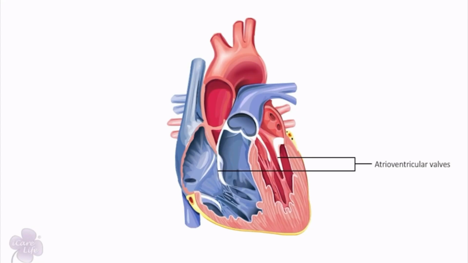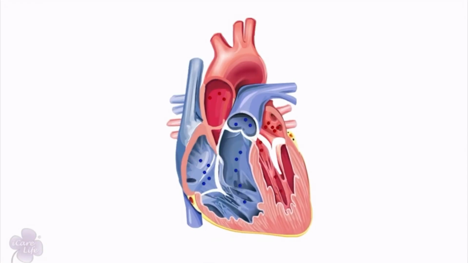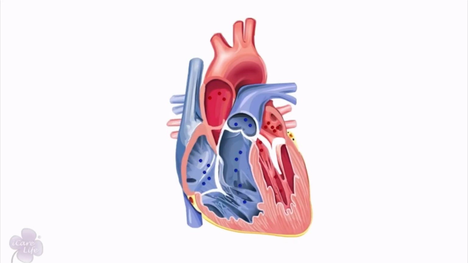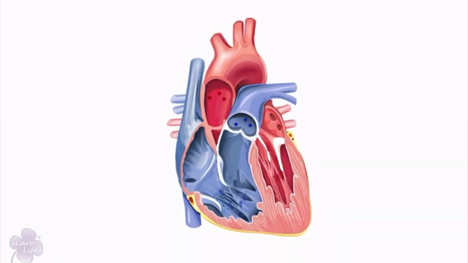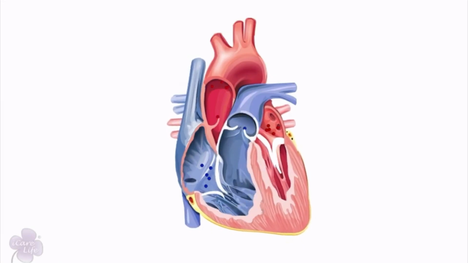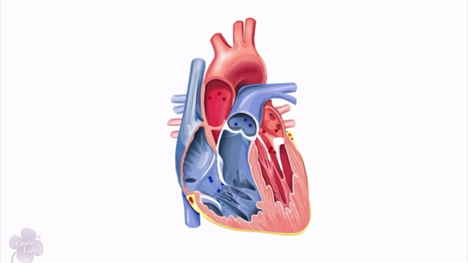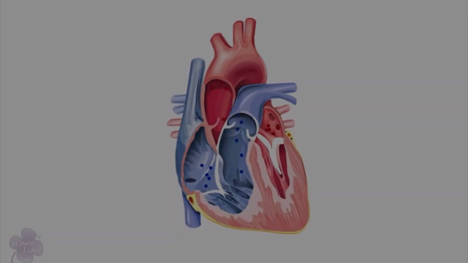Atrioventricular valves separate the atriums from the ventricles. Two valves separate ventricles from the arteries. The blood is pumped by the heart in two phases. During diastole, the ventricles relax and blood flows into the heart. During systole, the ventricles contract and the blood flows out of the heart.